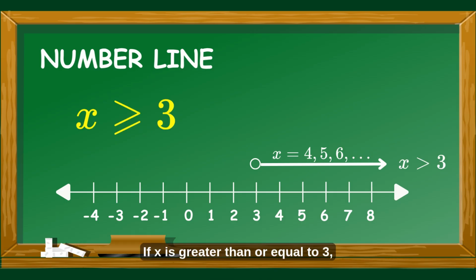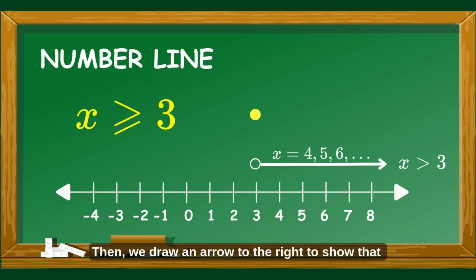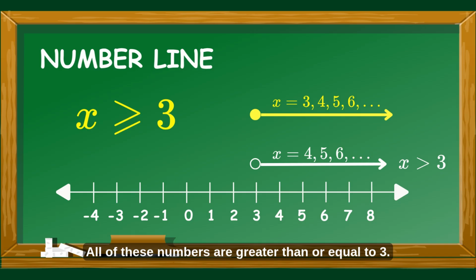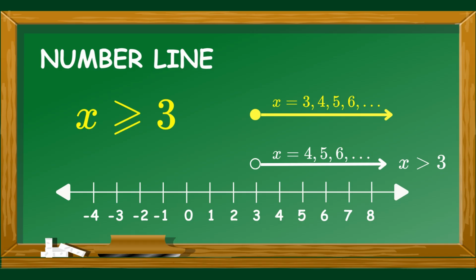If x is greater than or equal to 3, we use a closed circle at 3 because 3 is included in the solution. Then, we draw an arrow to the right to show that x can be 3, 4, 5, and so on. All of these numbers are greater than or equal to 3.